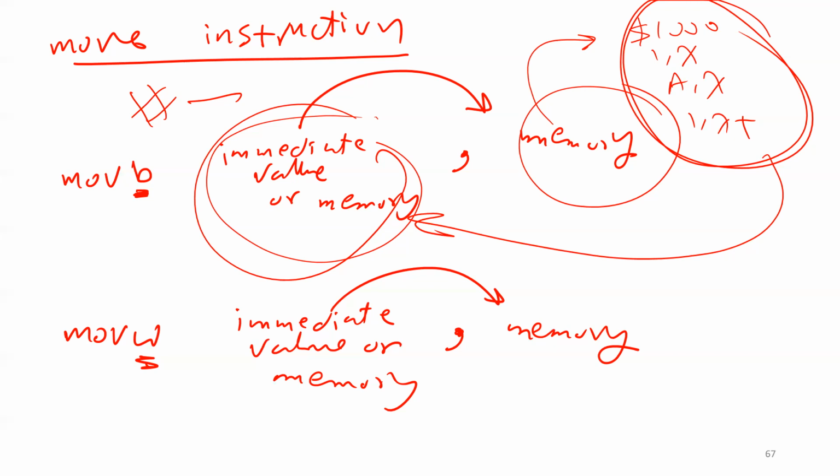We have two types of move. We have move B for byte, and we have move W for word. This one is used if you want to copy a byte, and this one is used if you want to copy a word. Okay, guys? Any questions? Let's have examples.